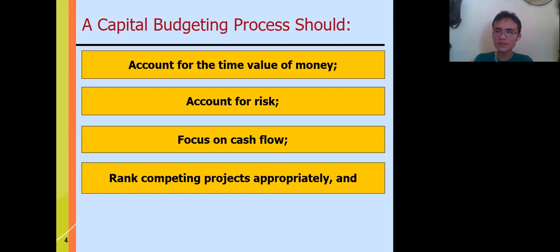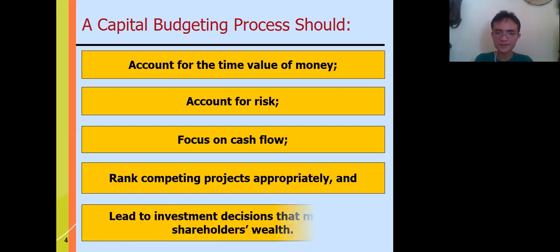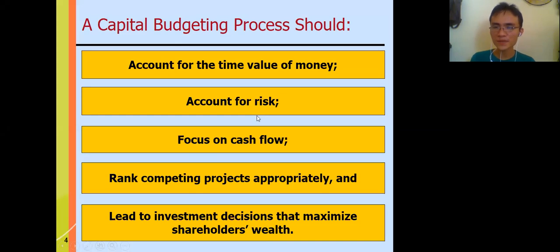As said, the company has limited resources or sources of money. So that's why among competing projects, we need to rank them so that the most profitable one should be prioritized. And then finally, whatever decisions are made, overall they would maximize the shareholders' wealth. So this would be the primary objective of financial management.